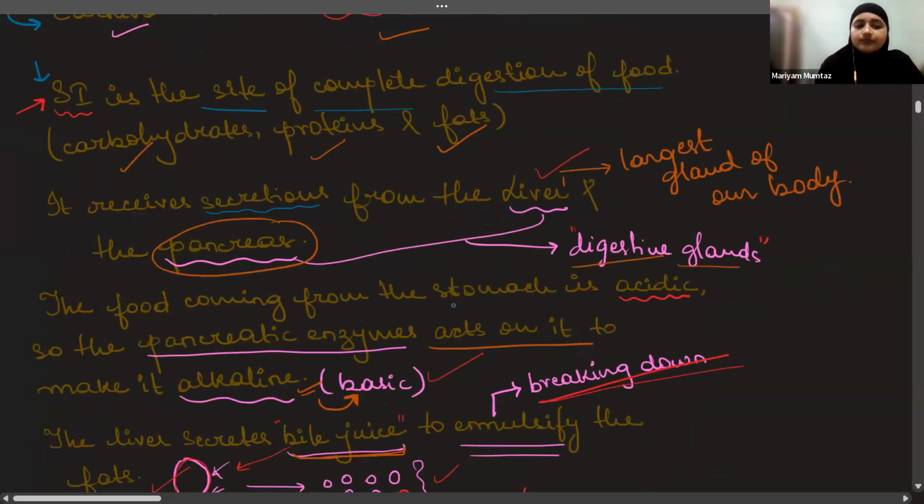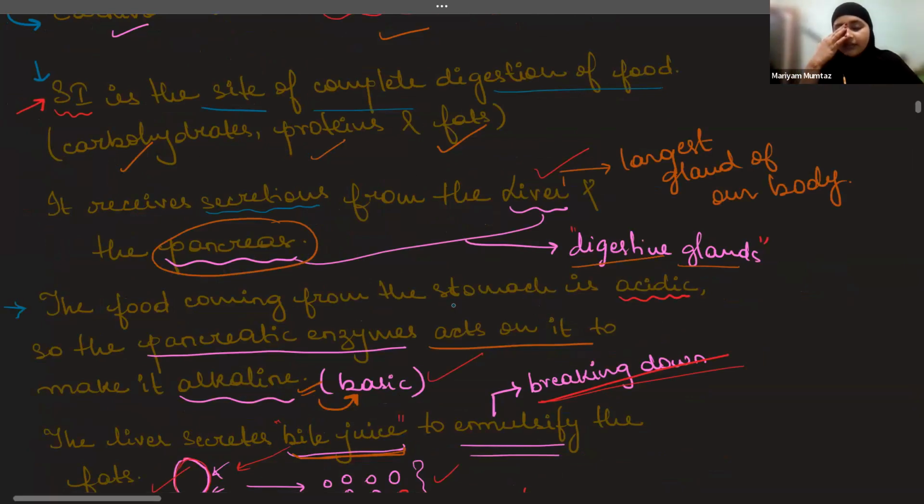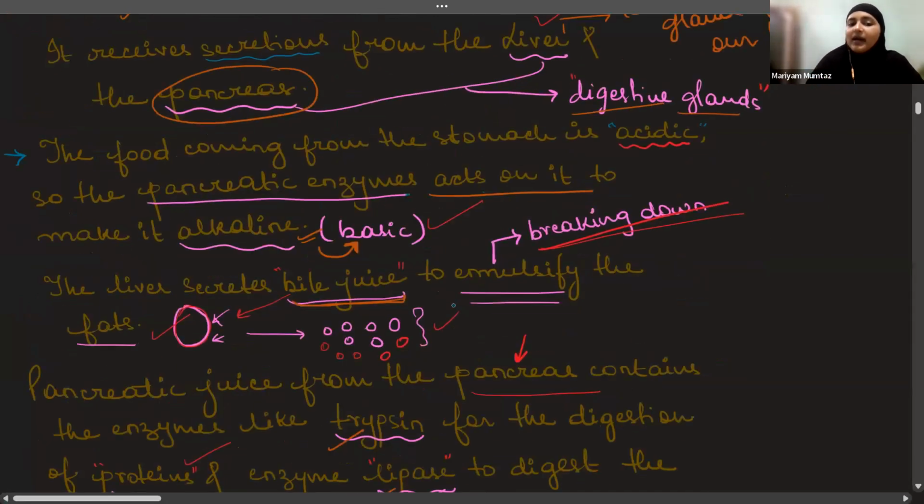Yes. Now, in our stomach there was hydrochloric acid. Since it is an acid and creates an acidic medium, the food which comes from the stomach is acidic. So the pancreatic enzyme acts on this acidic food to make it basic, to make it alkaline in nature. That is the first thing that the pancreatic enzyme does.